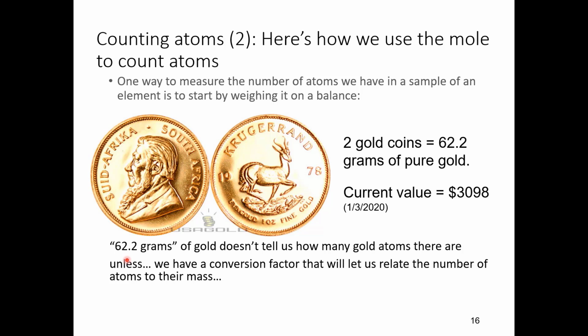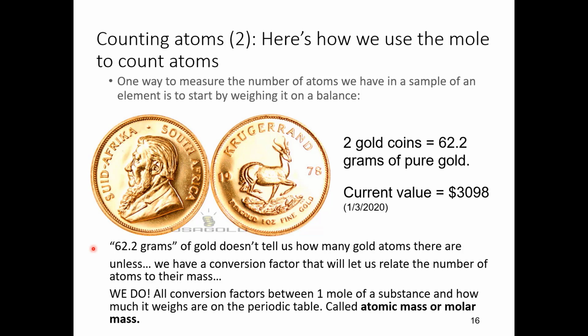Not yet, anyway. And so what we need is a conversion factor that is going to help us relate the number of atoms that are present to their mass in grams. And luckily we do, and I'm about to introduce you to it. All conversion factors between 1 mole of a substance and how much it weighs are actually located on the periodic table, and this is called the atomic mass. You might also hear it called the molar mass. Molar because it's 1 mole. So let's take a look.